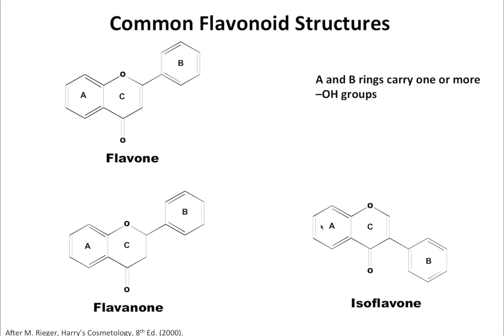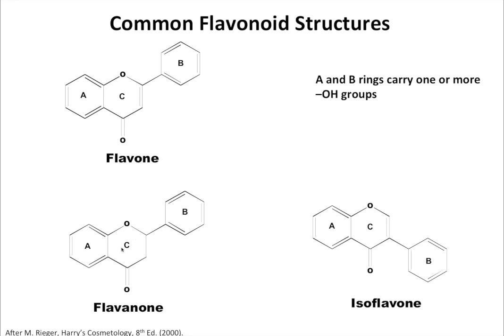So structurally, these are just some flavonoid type structures. We have flavone, flavanone, and isoflavone, and you can see the differences in terms of just how these are arranged. We have the A, B, and C ring in each case, with A being on the left, B on the right, C in the middle.